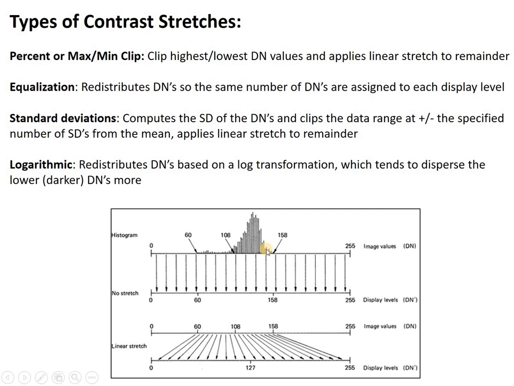And then finally we have a logarithmic stretch, which will redistribute the digital numbers based on a log transformation, and those tend to disperse the lower or darker digital numbers a bit more.